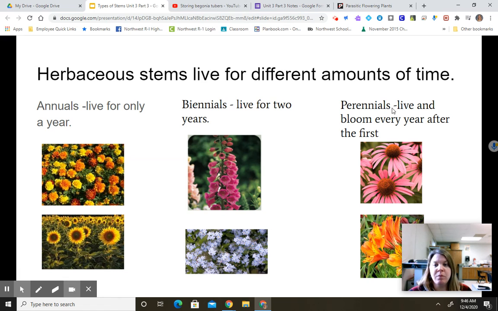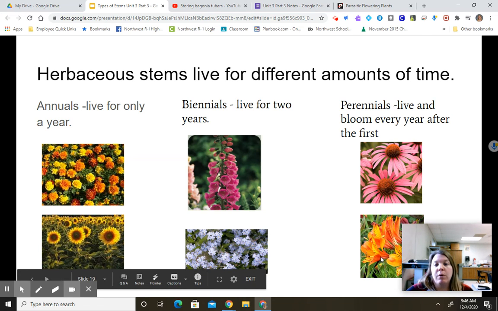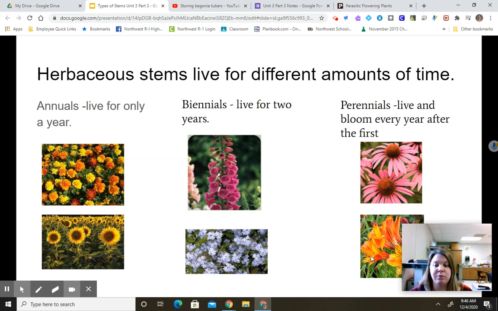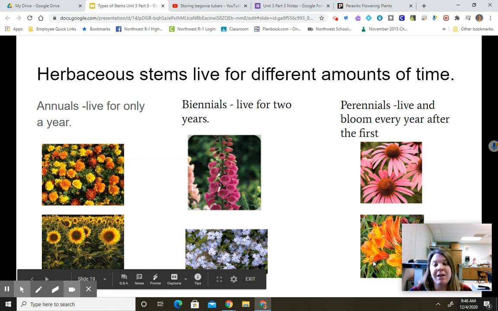And then you have perennials that are going to live and bloom every year after the first. So these are going to bloom and live, and then they may die back and have some kind of food storage system underground, and then the following year they will bloom again. So this might be more of like our bulbs, like our lilies. So they're going to have that underground system where they have food storage so that they can bloom the next year, and they're still there even when we don't see the actual stem above the ground.